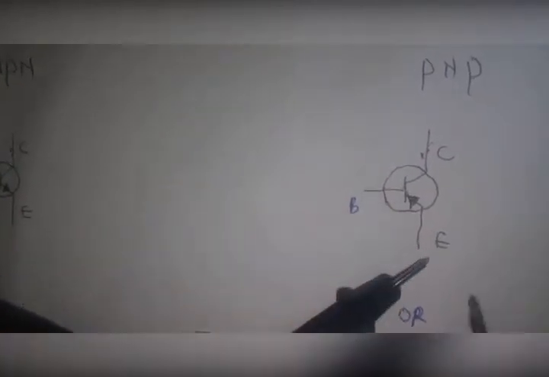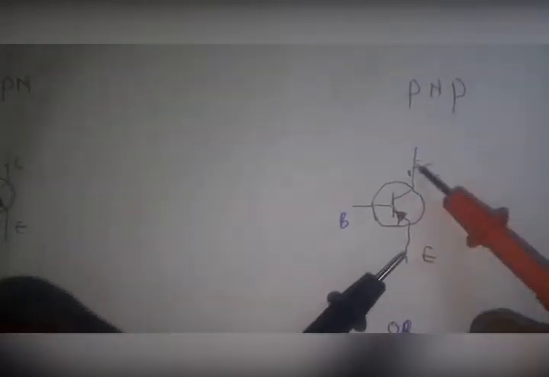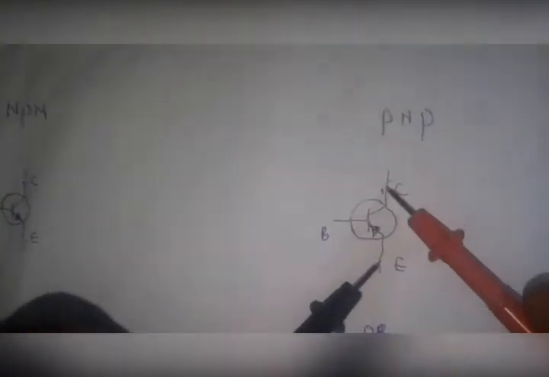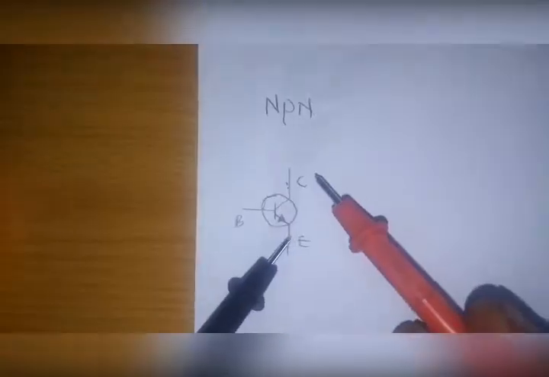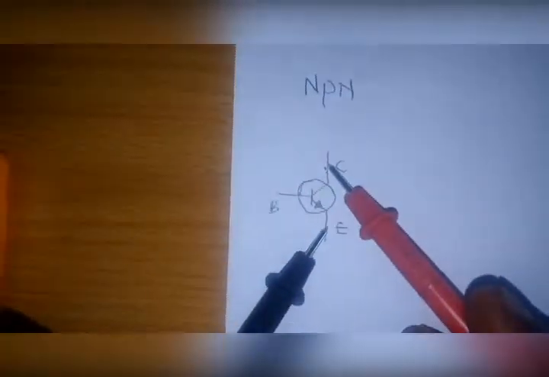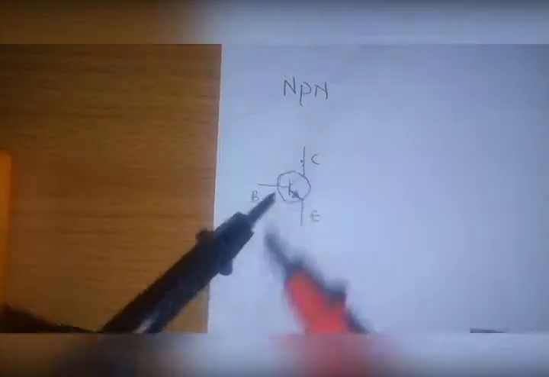And you should know that even when you put one leg at the emitter and the other one at the collector, there won't be a reading. So if in any case there's a reading between the collector and the emitter, both in a PNP and in an NPN transistor, it means that the transistor is bad.